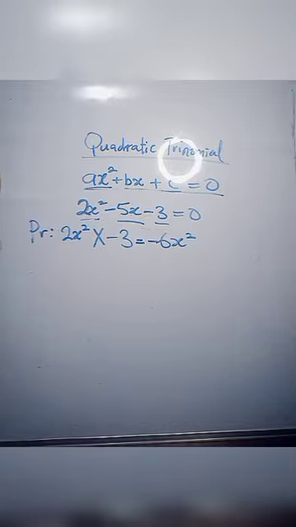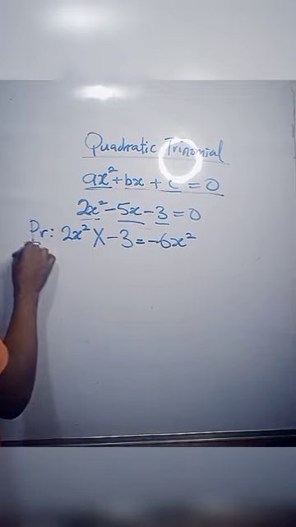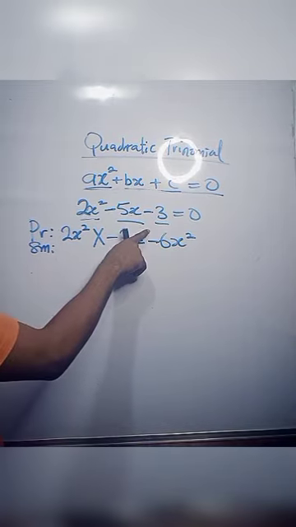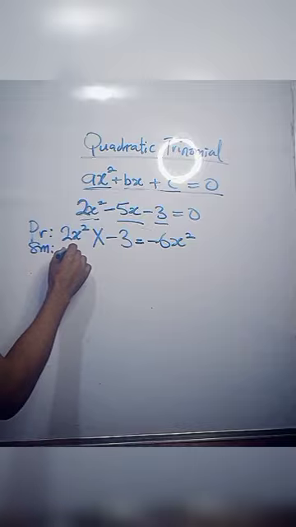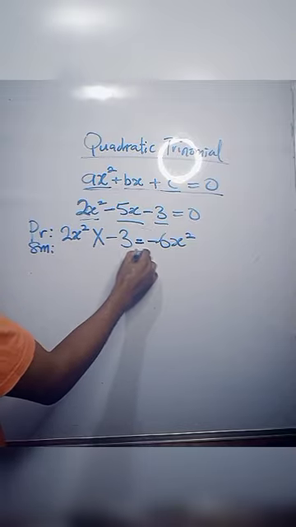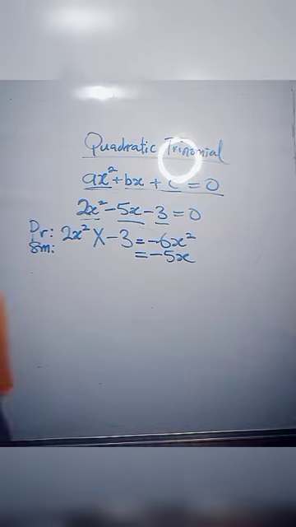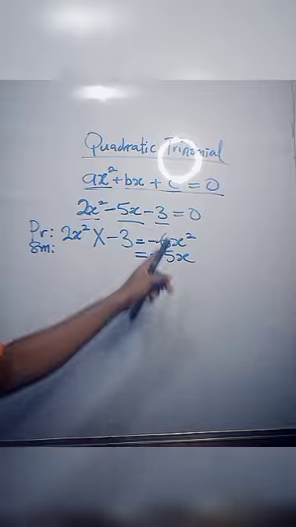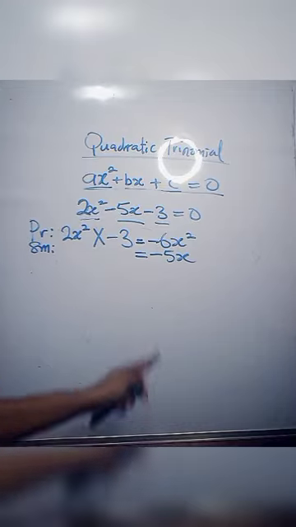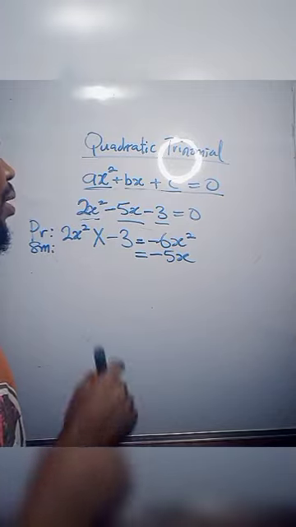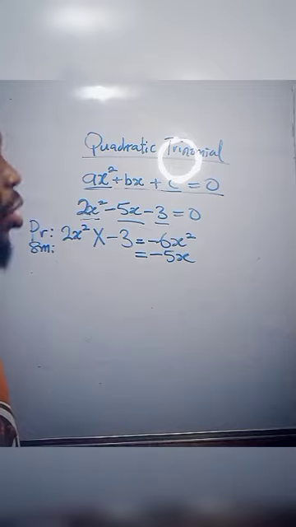Is that okay? Now, then we have what we call our sum. Now the sum is the middle term. We have used this to show the middle term is our sum. And the sum is what? The sum is minus 5x. Okay? So these are the two numbers we need, our product and our sum. The product is minus 6x squared and the sum is minus 5x. So what are you doing with these two numbers? Now, you are going to use them to factorize.